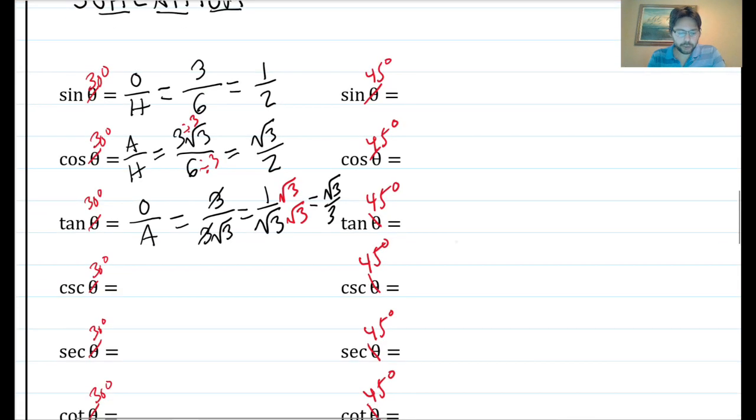Now for cosecant, you just got to flip sine, okay? So cosecant is the flip of sine. So we're going to flip that. We get 2 over 1, which is just going to be 2.